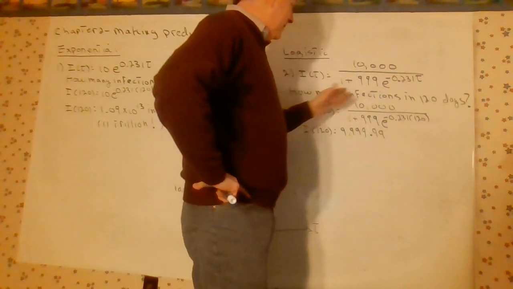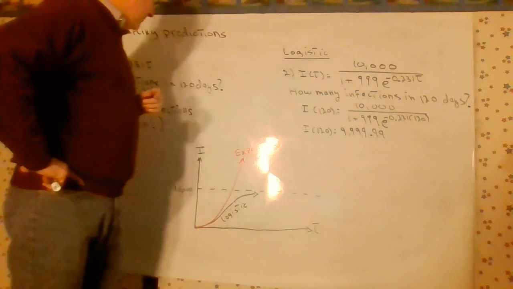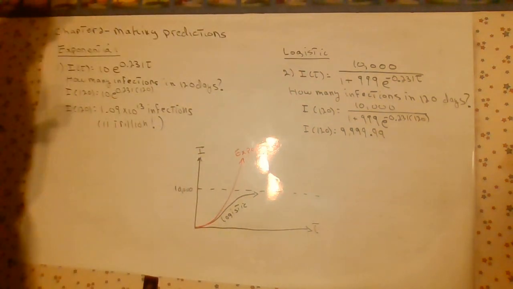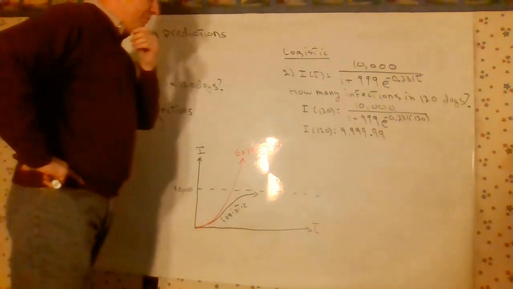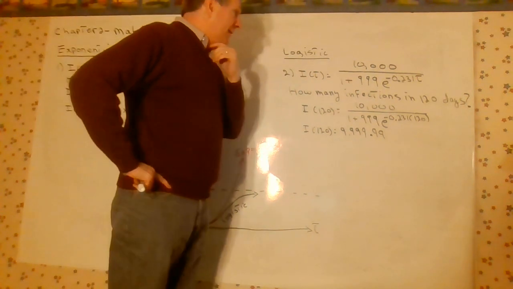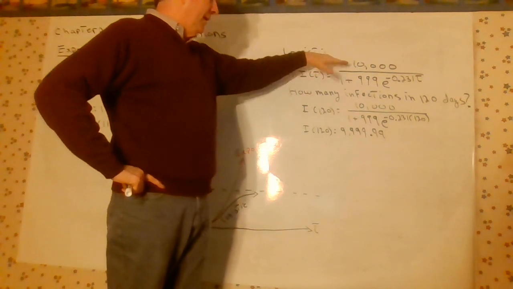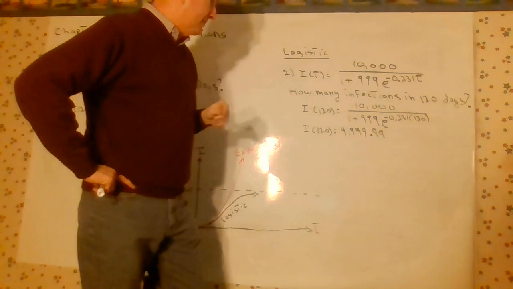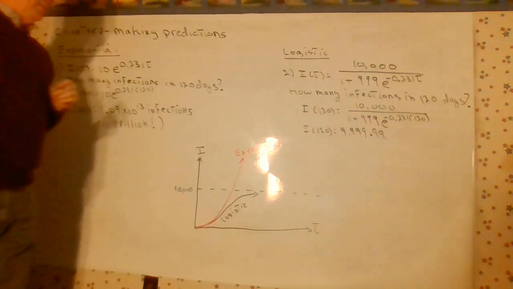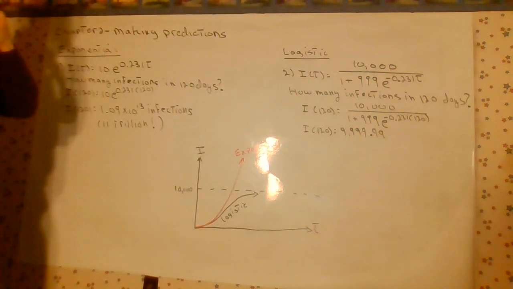We had a similar pattern with our logistic growth model, where initially we had 10 infections. Initially it was doubling every 3 days, but we had a maximum infected population of 10,000, and that gave us our logistic growth model.